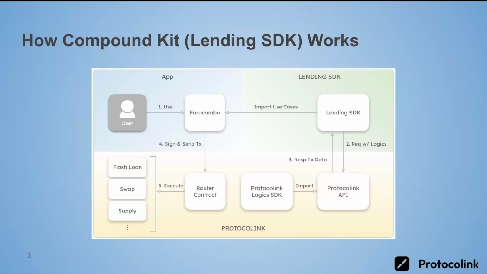So the lending SDK works on top of the Protocolink SDK. We can say that Protocolink makes the logic work, where each logic means an approval, a swap, a supply, or whatever logic of DeFi. And the lending SDK tells Protocolink what the logic should be when we create use cases of lending services. By using the lending SDK, development costs can be reduced by 80% compared to developing from scratch.